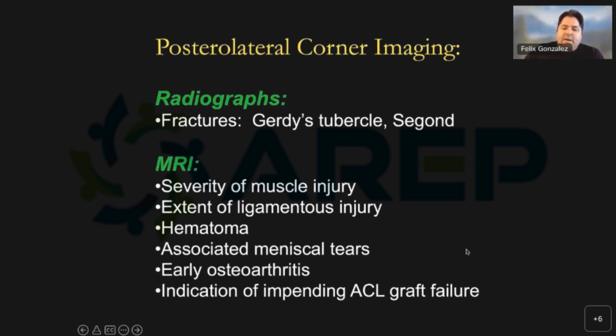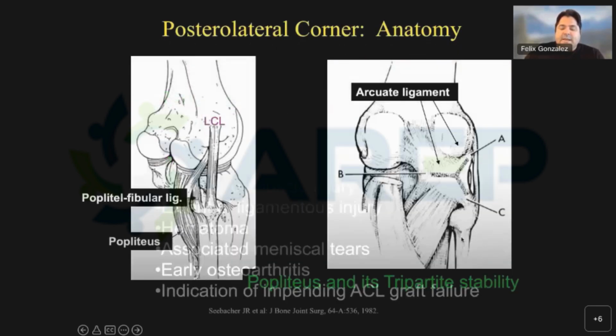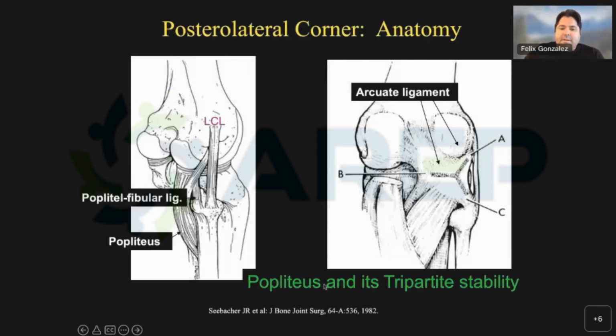On MRI, you want to describe the severity of muscle injury, the extent of ligamentous injury, whether or not you have a hematoma, and associated meniscal tears. You can have classically early OA in that compartment as a result of instability posterolaterally. And you can have other things like impending ACL graft failure as a consequence of injury in this compartment.